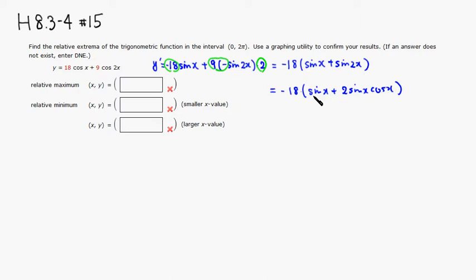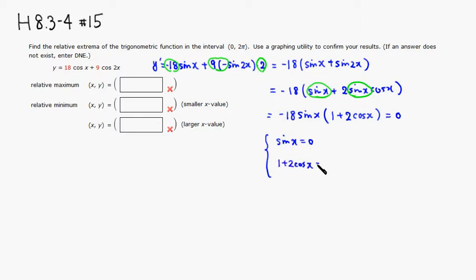We have a sine of x here and a sine of x there in common, so I'm going to pull that out. So negative 18 sine of x times 1 plus 2 cosine of x. We set that equal to 0. We have a couple of possibilities: we can set sine of x equal to 0, or 1 plus 2 cosine of x equal to 0.